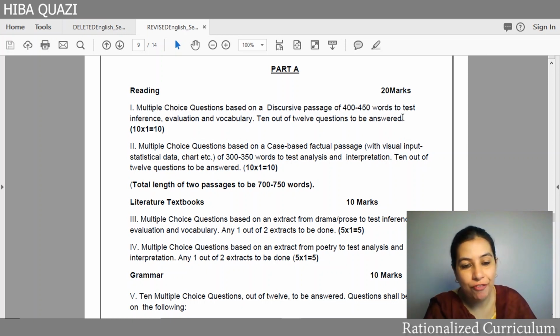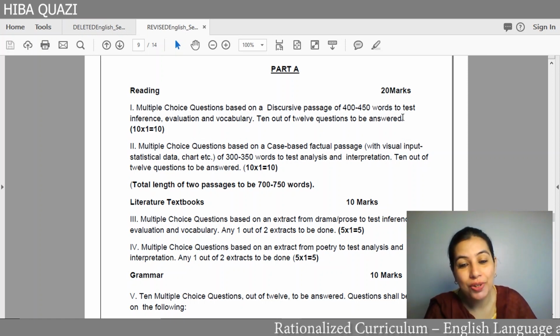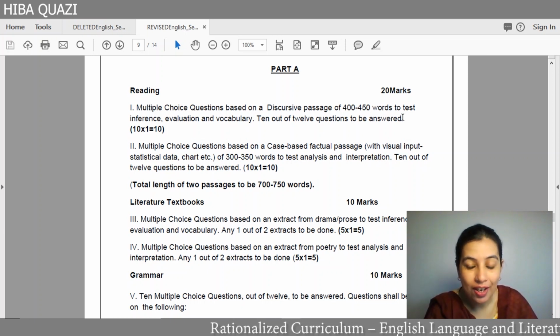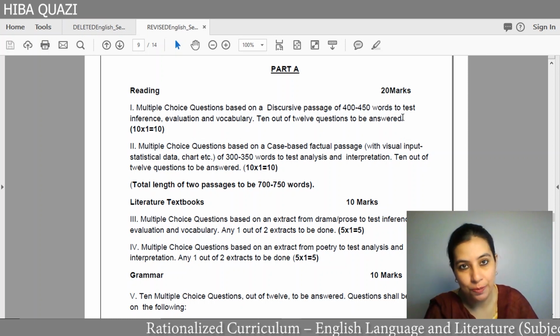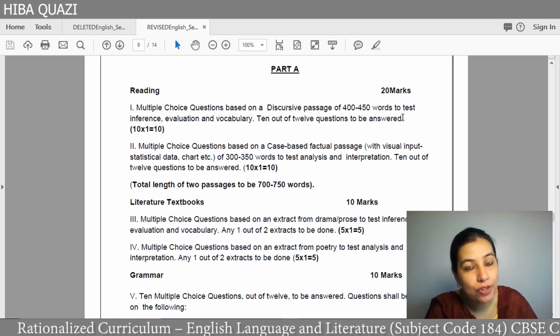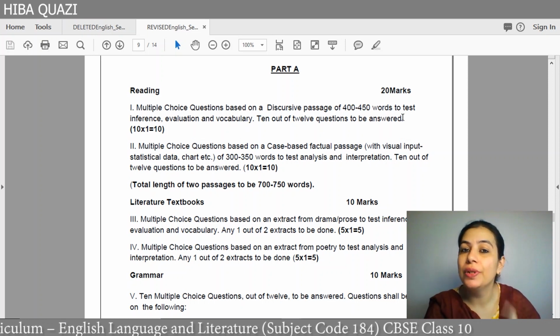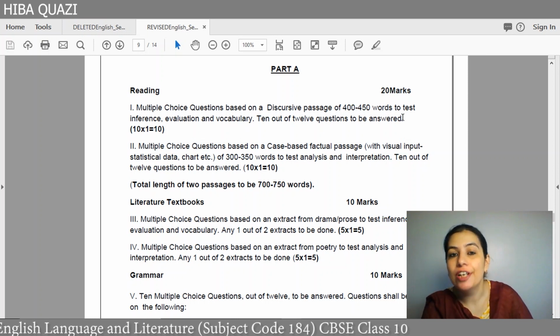Moving on to question number 4, multiple choice questions once again based on an extract from poetry to test analysis and interpretation. So here question number 4 is an extract based question from poems. Now, when I talk about poems, we have poems only in one of the textbooks, and that is First Flight.